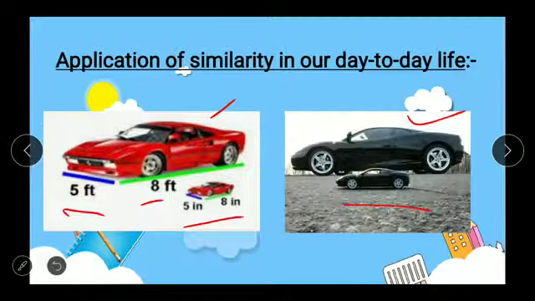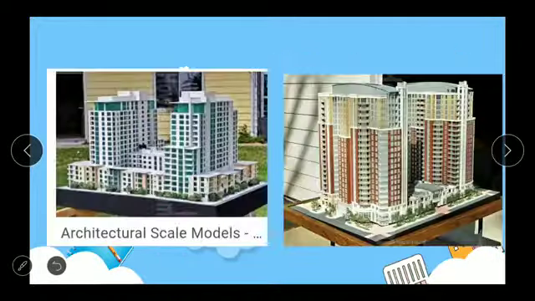Students, can you say what happens if the size is not reduced in the same proportion? Shape will also change. Right? In the second picture also, the model of the car is reduced in the same proportion and the shape is also same. Hence, these models and original cars are similar to each other. Here is one more example.